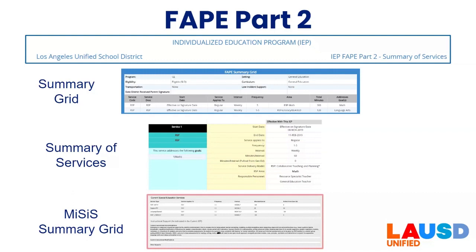Here you can see that the student is receiving RSP services in math 1 to 5 times a week for 60 minutes. They are not being pulled out of general education. Their services are being met by collaborative teaching and planning, and both the RSP teacher and the general education teacher are responsible to ensure that the student is meeting their math goal. As mentioned earlier, you can find the IEP services grid located in MISIS.